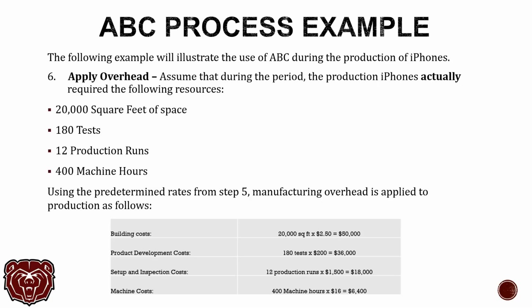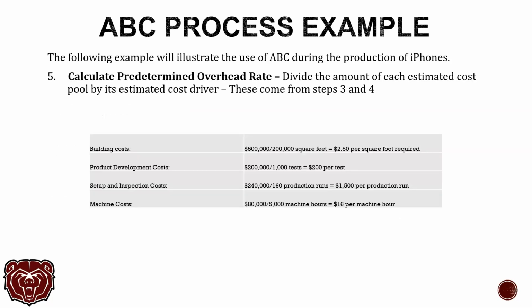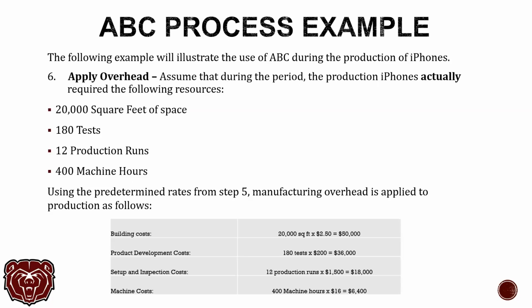So now we're going to apply our overhead. We're going to assume that during the period, the production of iPhones actually required the following resources. These are our actual requirements. So we had 20,000 square feet of space. So we're going to take that 20,000 square feet of space, we're going to multiply it times $2.50. That tells us that we had $50,000 of indirect building costs. We actually ran 180 tests, so we're going to multiply that times the $200 estimate that we came up with in step 5, right? That gives us $36,000 in production and development costs.